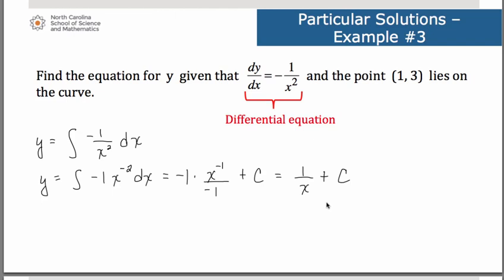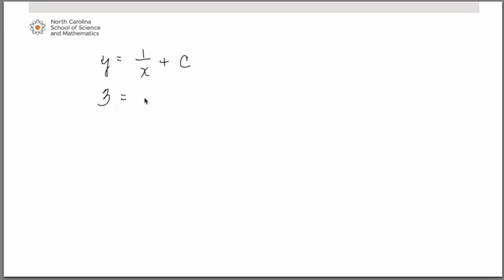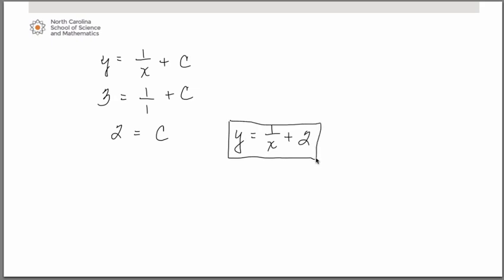But now we can use the fact that we know the point (1, 3) lies on the curve. 3 is the y value, 1 is the x. We obviously get a c value, a constant of 2. So that means our function in the end is 1 over x plus 2. Again, this is what we refer to as the particular solution for the initial condition that the point (1, 3) had to lie on the curve.